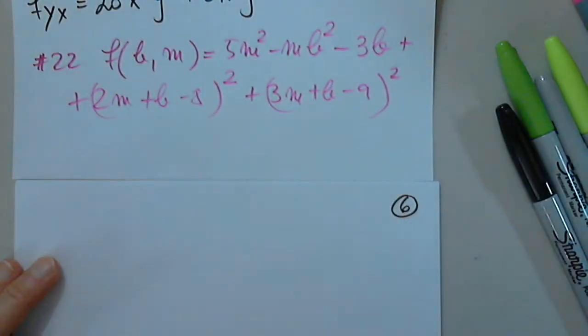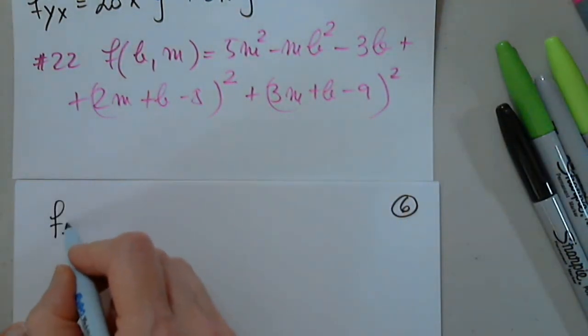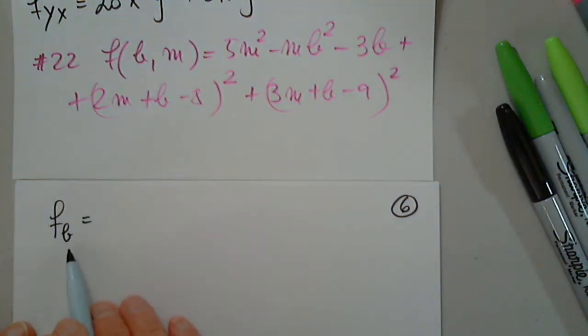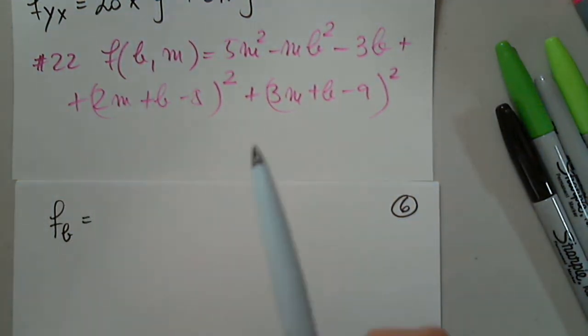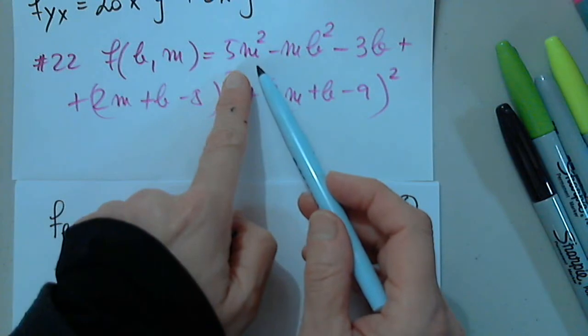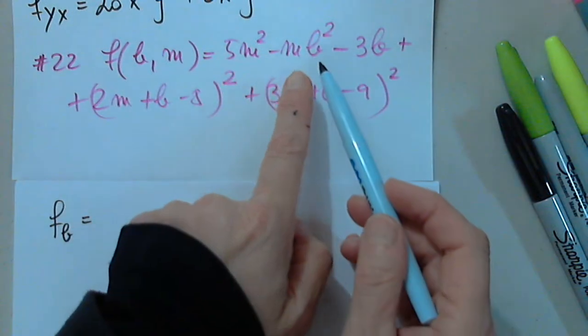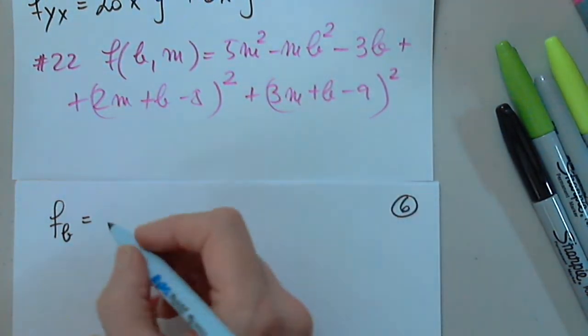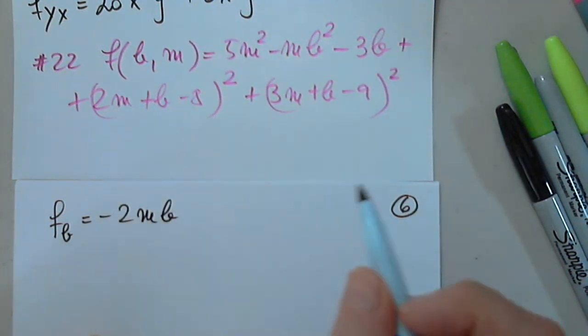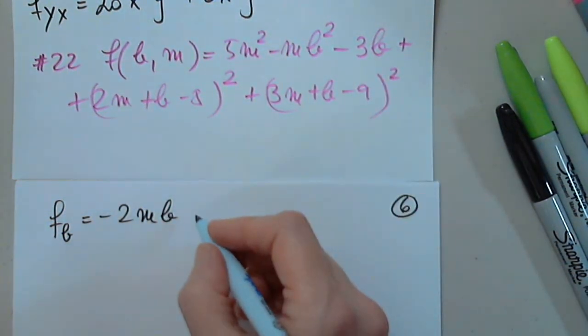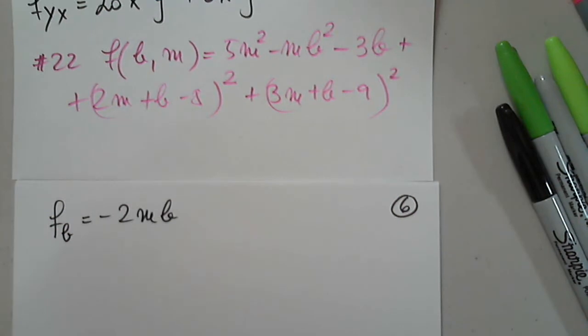I'm on page 6. Good. So I have FB. I'm differentiating with respect to B, and M is kept constant. So this is 0. I'm differentiating with respect to B, so this is minus 2MB.